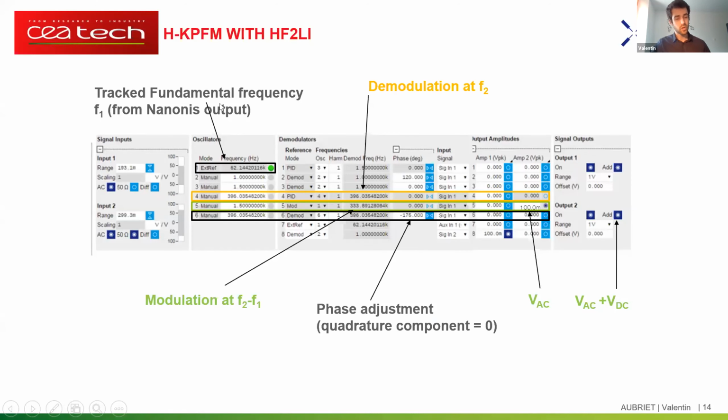So let's briefly have a look at the implementation with the LabOne software. We will use the mod tab of the LabOne software to perform the modulation at F2 minus F1, as shown here. And we'll set an amplitude of the VAC component low enough in order to avoid artifacts with the measurement. Finally, we'll sum this VAC component with a DC component and then send both biases to the tip. Then we'll detect the electrostatic force by demodulating the photodiode signal at F2, as shown here. This demodulation will then be sent to the PID controller in order to nullify the force with a DC component. And finally, we'll also use a second demodulator in order to perform some phase adjustment and set the quadrature component of the lock-in equal to zero.